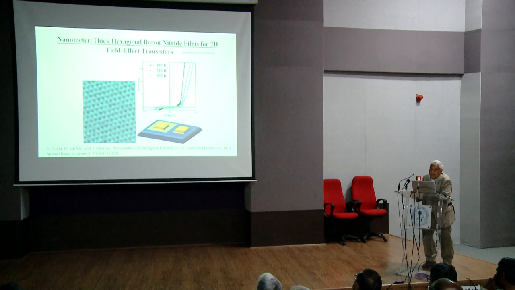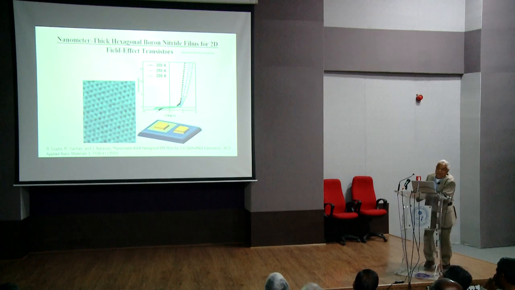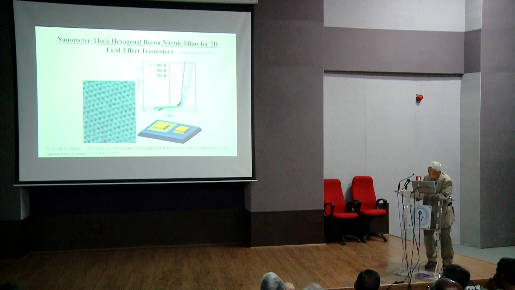You can do the same thing with boron nitride. You can make field effect transistors. You create amorphous boron, and then you turn it into HBN. Now, HBN is interesting because it has a band gap, unlike graphene. So you can make interesting devices just with the HBN. You don't have to reduce it.